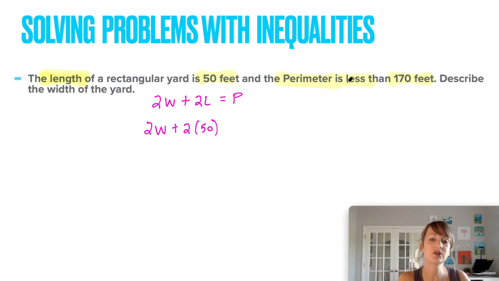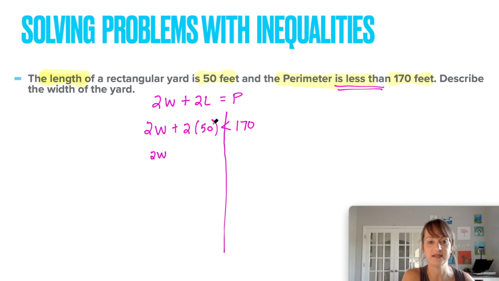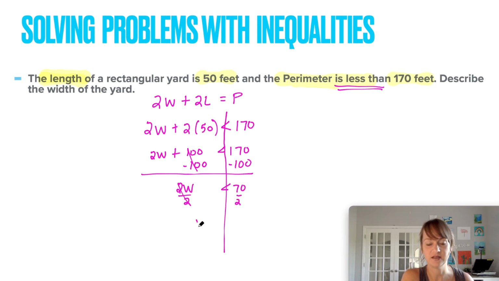And then they say the perimeter is less than 170 feet. It does not say that it equals it, only that it's less than, so therefore no line underneath. And now we solve. We can go ahead and multiply 2 times 50 to get 100, and that is less than 170 feet. So to solve, I'm going to subtract 100 on both sides. They cancel, leaving you 2W is less than 70, and then you would divide by 2. The 2's cancel, leaving you W is less than 35.